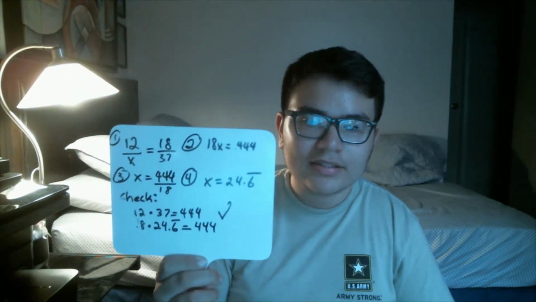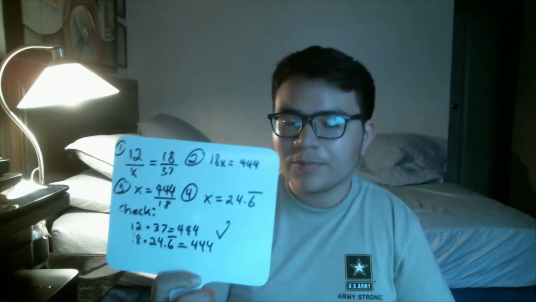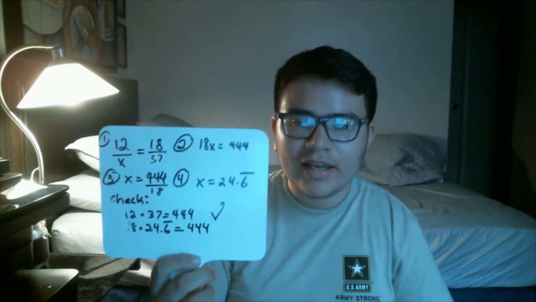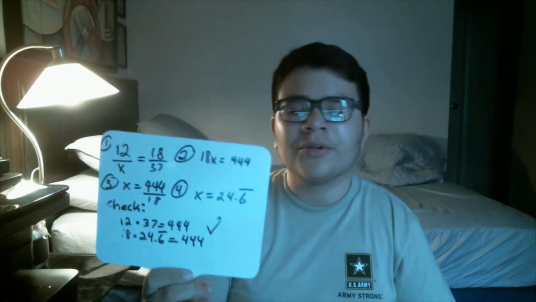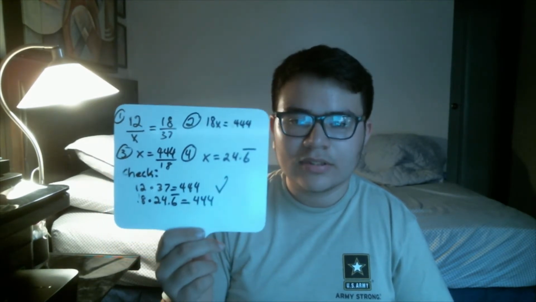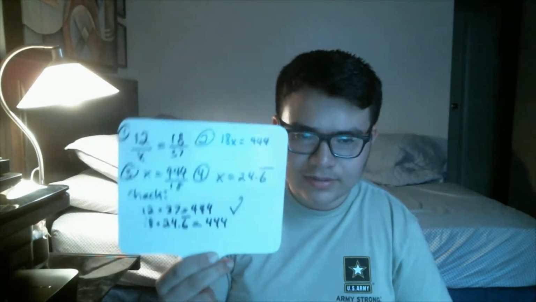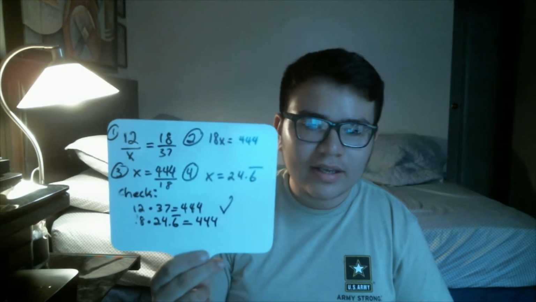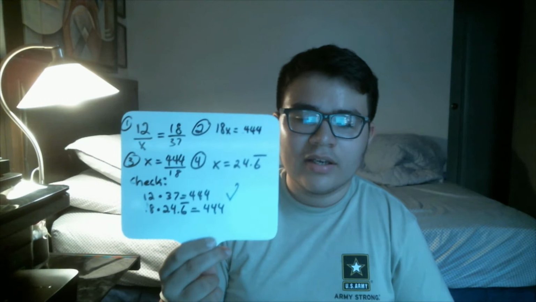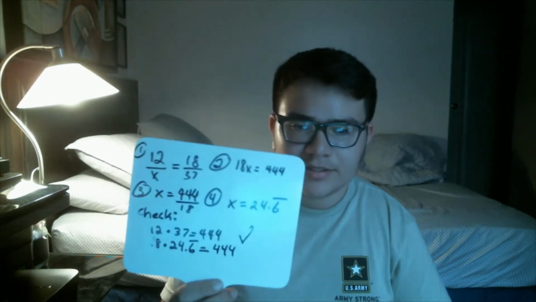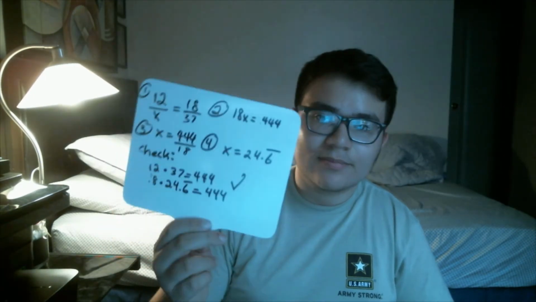12 over x equals 18 over 37. Cross multiply, and you get 18x equals 444. X equals 444 over 18. X equals 24.6, and it's a repeating 6. And to check that, you just cross multiply again, but you substitute the x with the 24-point repeating 6, and you would get 444 for both equations.